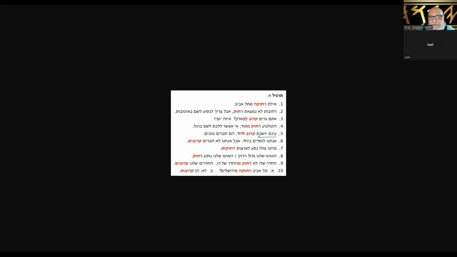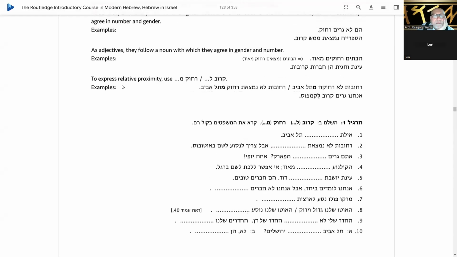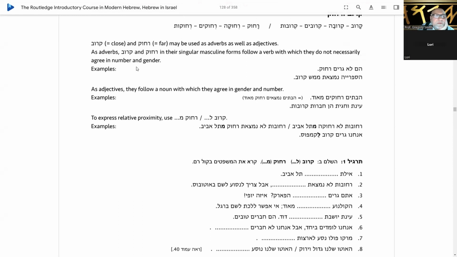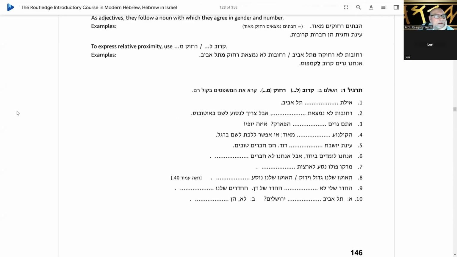I was wrong again. I should have gone with my first impulse. Einat yoshevet karov le David. Okay, so remember, this is an adverb. We put it in this form, it's an adverb. And that does not match gender or number of Einat. Einat is a girl. How do we know that? Because we've got yoshevet, and that is the feminine form. So that definitely has to match the personal name of someone. Okay, so hem haverim tovim. All right, so maybe I can figure this out now. Seems like they're using all adverbs on this thing. As adverbs, karov and rahok in their singular masculine forms follow a verb with which they do not necessarily agree in gender. No, but that's the whole point of this section. So I think maybe this time I'm going to get it right.